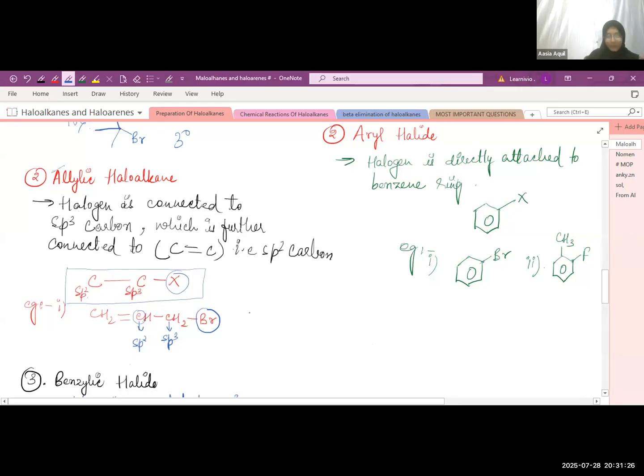Another example, if I give you, you just have to check whether it's allylic or not. Suppose here I attach a chlorine group and here a double bond. Now just check whether it's an allylic haloalkene or not.